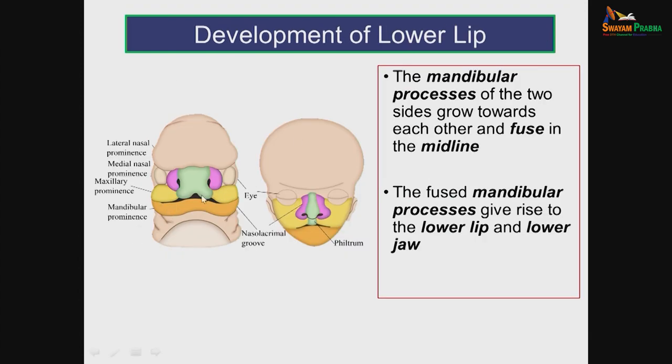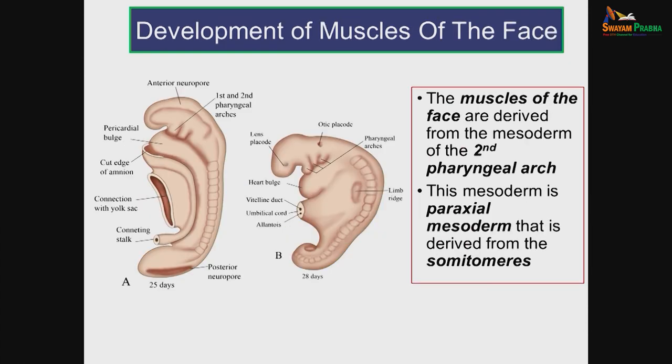Coming to the development of lower lip, the mandibular processes of the two sides grow towards each other and fuse in the midline. So the fused mandibular process gives rise to the lower lip and also to the lower jaw. So, we have looked at the development of upper lip and the lower lip. Coming to the development of muscles of the face, the muscles of the face are derived from the mesoderm of the second pharyngeal arch. This mesoderm is nothing but paraxial mesoderm, that is derived from the somitomeres.